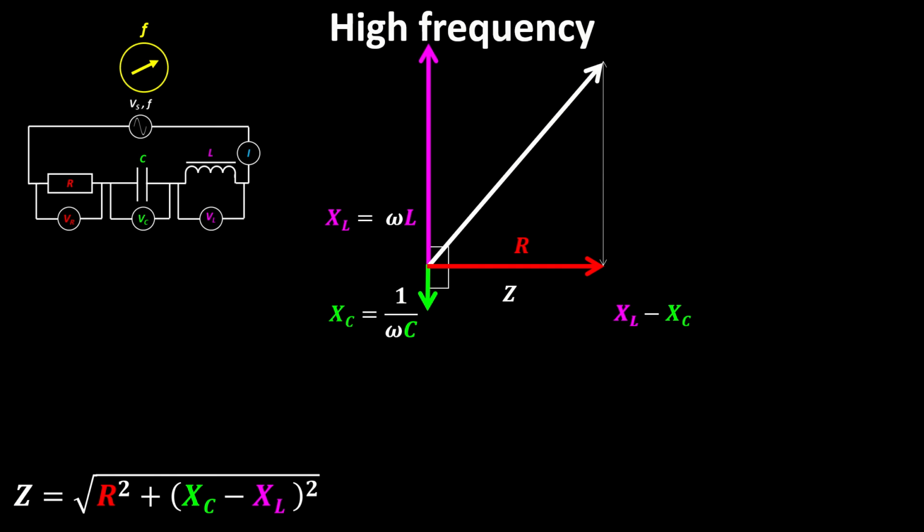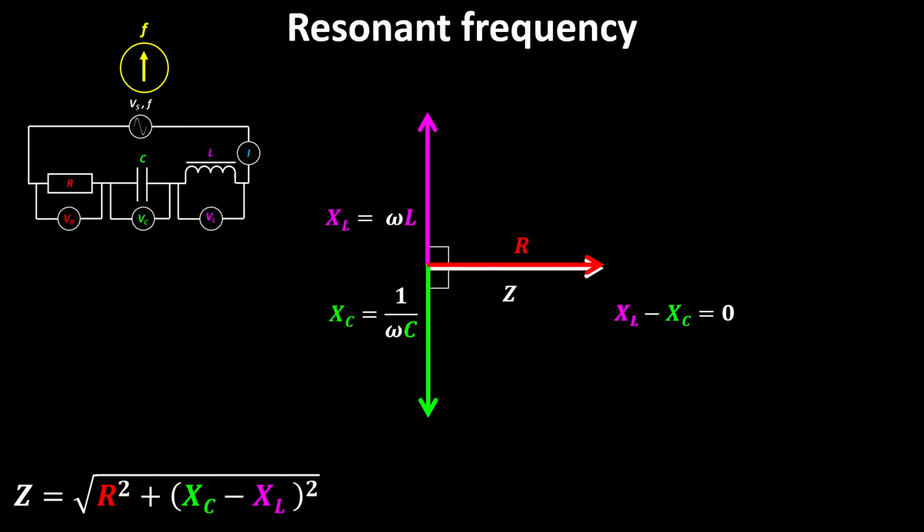Somewhere in the middle, we end up with a situation where the capacitor and inductor reactances are equal. At that situation, the difference between XC and XL is 0, which means that the impedance of the circuit is going to be reduced. It will be as low as it can possibly get. At that point, the impedance of the circuit is just going to be equal to the resistance, the minimum possible impedance.